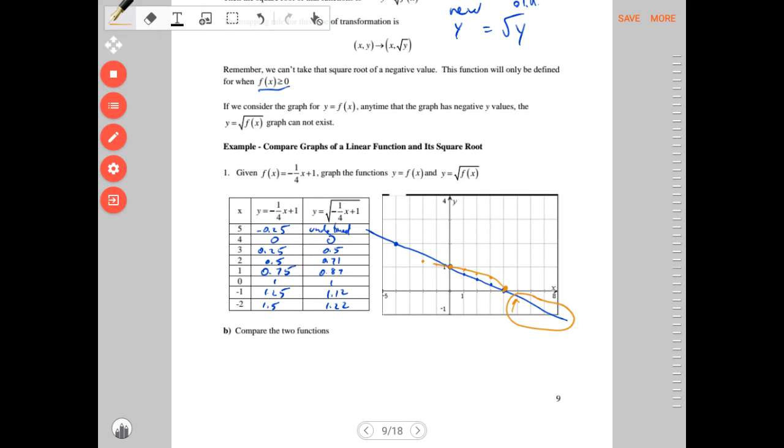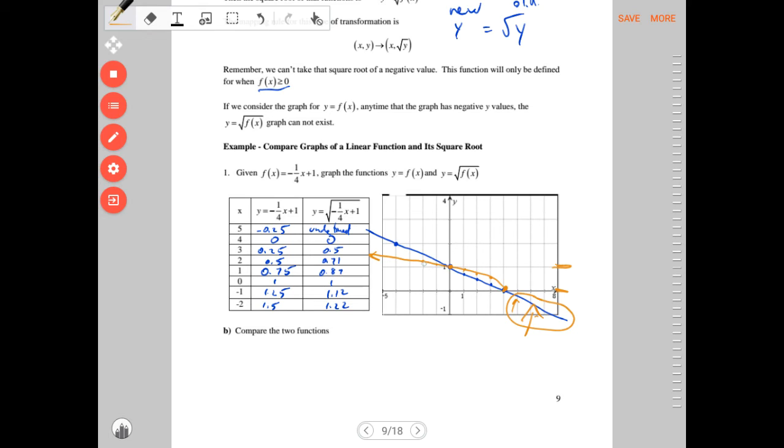Just like so. There are a couple of really interesting things about this graph. The first of which: the orange graph doesn't exist when the blue graph is negative. It just doesn't when the blue graph has negative y coordinates. Now there's a couple important things in between the y coordinates of 0 and 1. See how the orange graph is bigger in between 0 and 1? That's because the square roots of numbers less than 1 are always bigger.